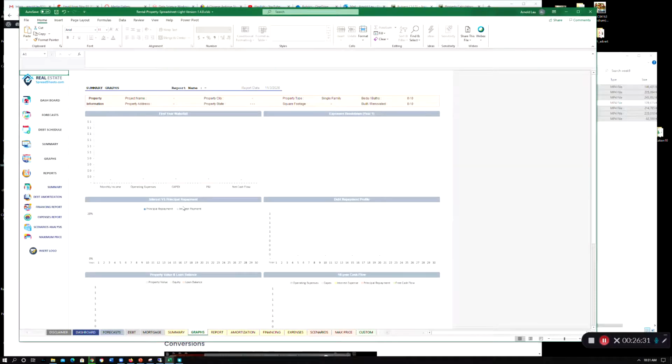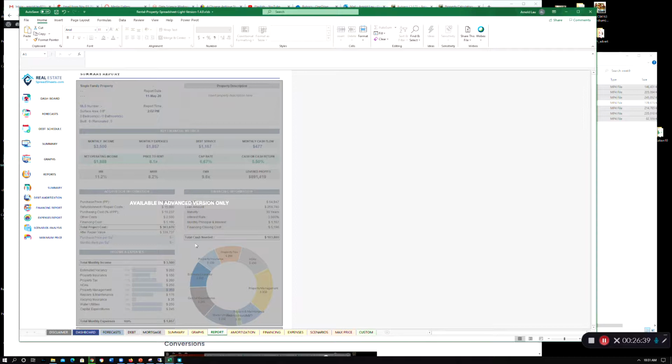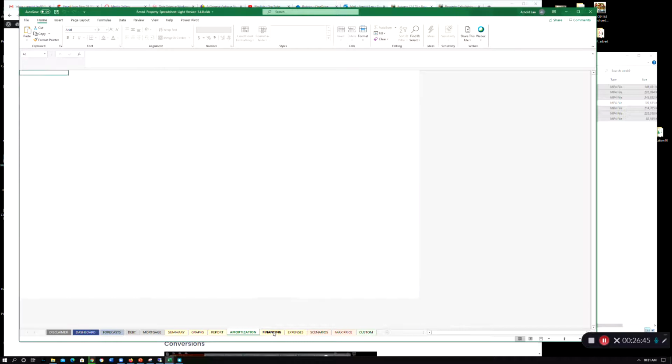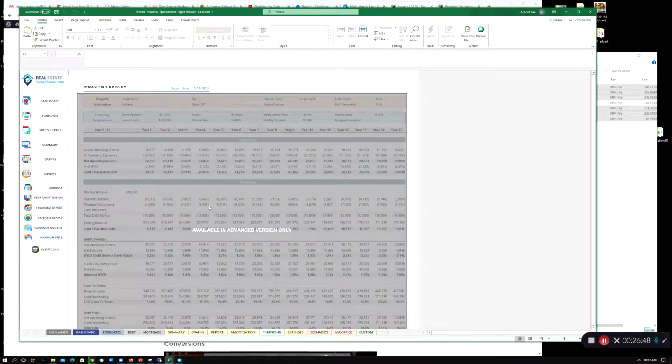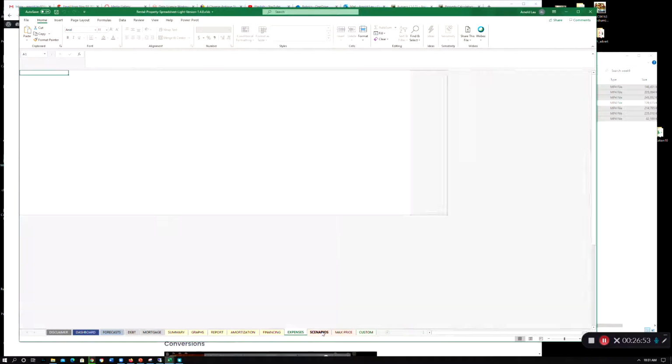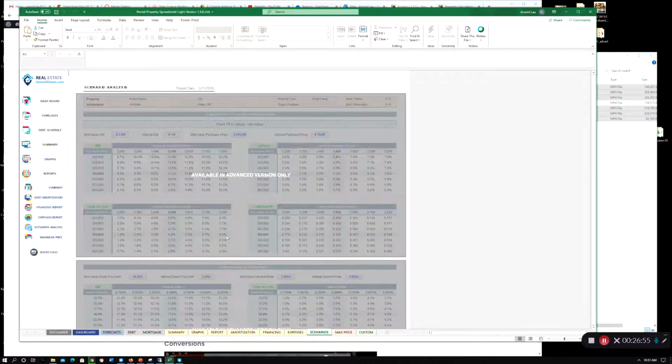There's some graphs talking about your monthly income, operating expenses, your capex. This is like a summary report. There's your amortization, your financing breakout. Maybe you have expenses. You also have some scenarios that you might want to play out. So scenarios here, let's say, talking about different purchase prices and how that might play out on your profitability.